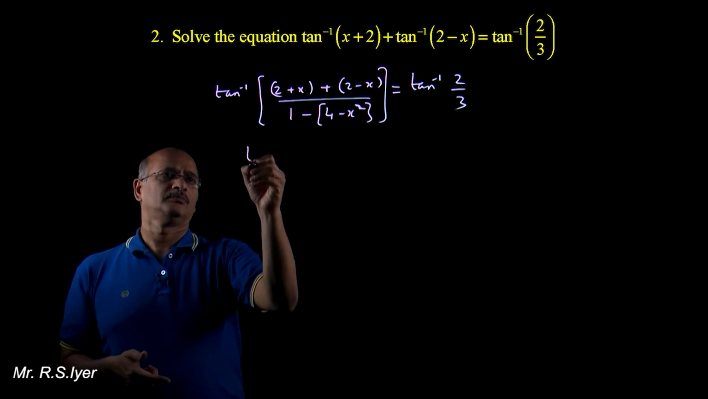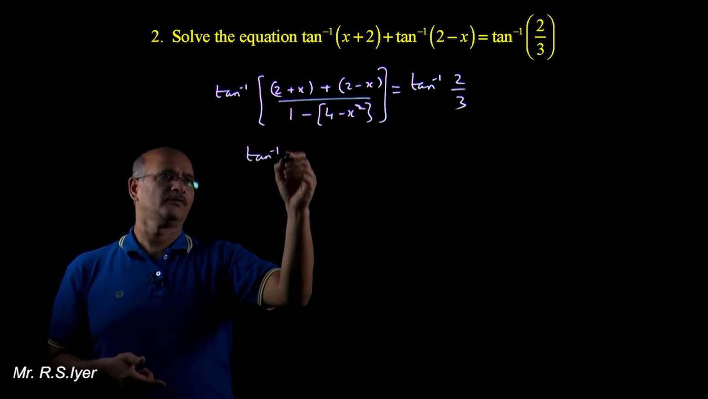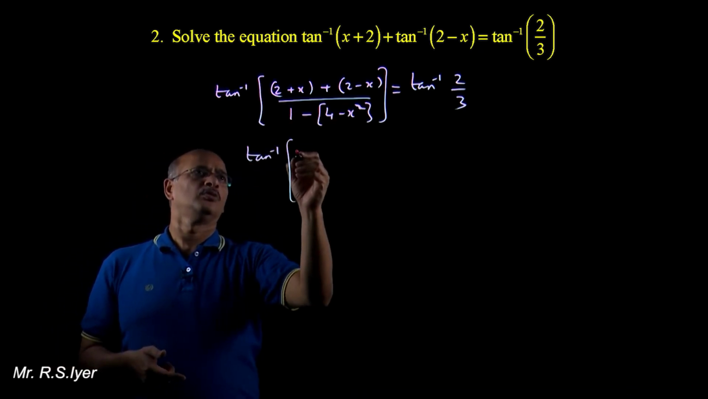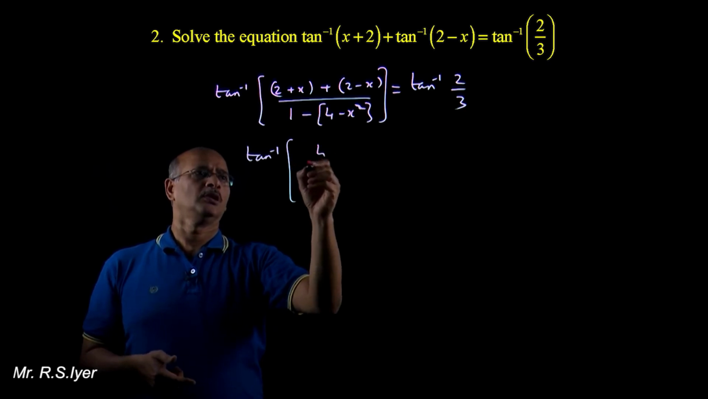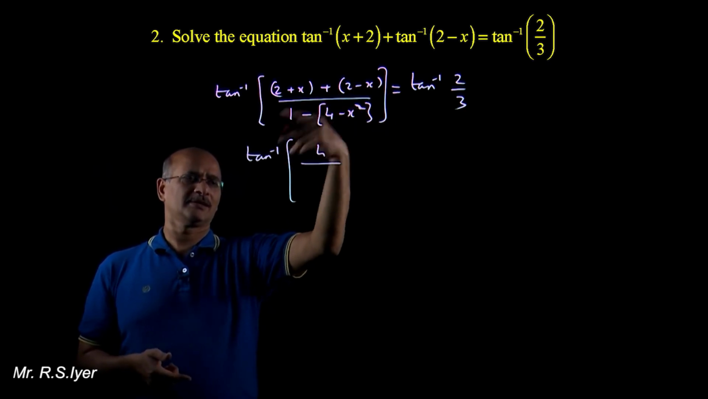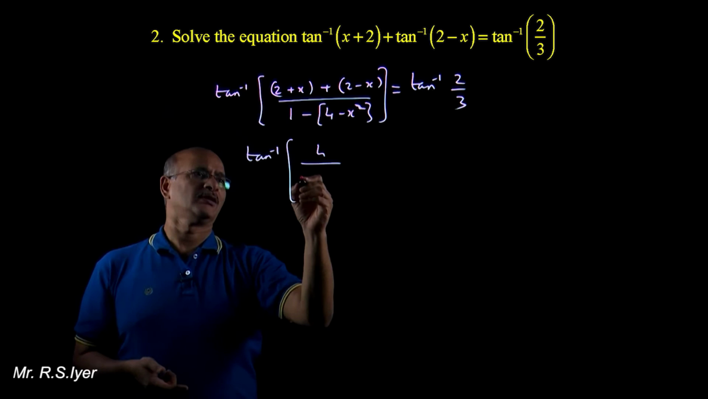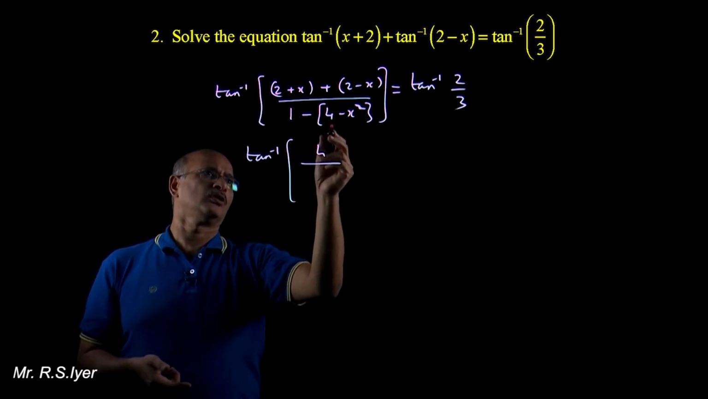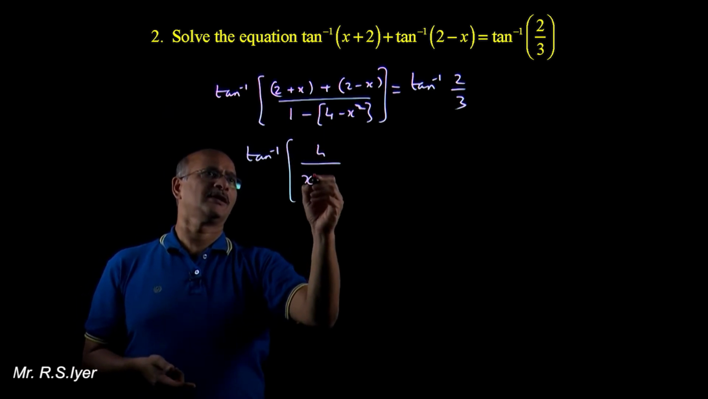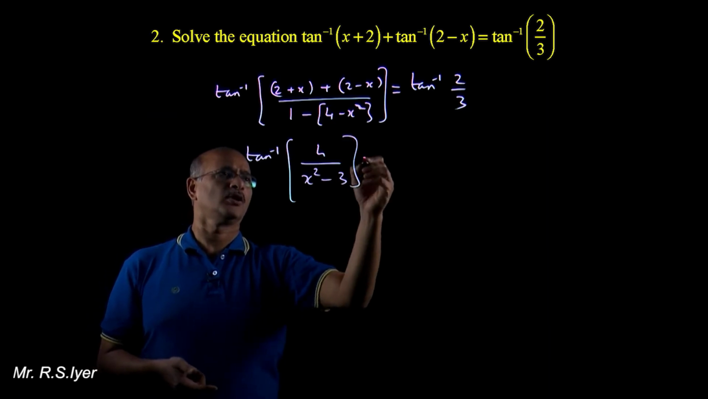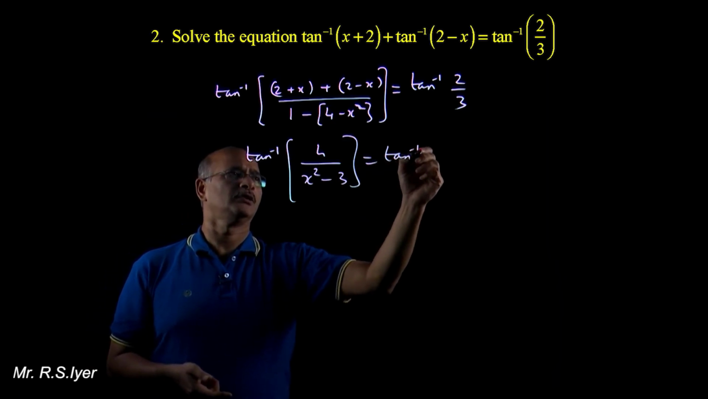So, this will become tan inverse of 2 plus 2 is 4 upon, because plus x minus x gets eliminated, and this will be nothing but 1 minus 4 plus x square. So, this can be written as x square minus 3 is equal to tan inverse 2 by 3.